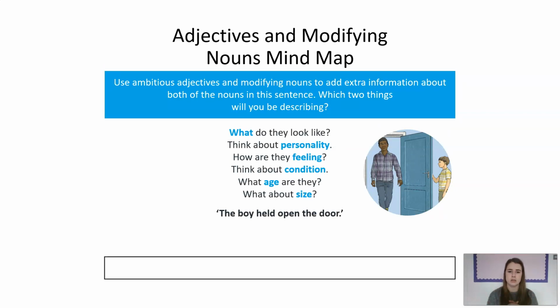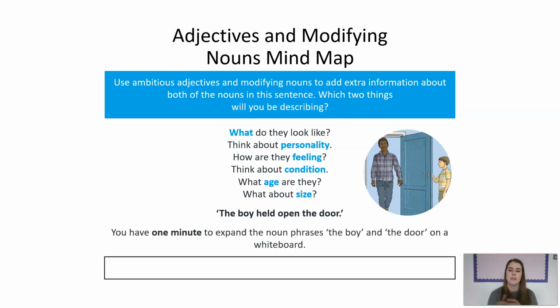So, what do they look like? Think about their personality. How might they be feeling? Think about the condition. So, where is it they're opening this door? What type of building might they be in? How old are they? Think about the size. Okay, so what I want you to do is I want you to pause the video, and I want you to just write down some different groups of adjectives to describe the boy and to describe the door. Okay, so pause the video and have a go.